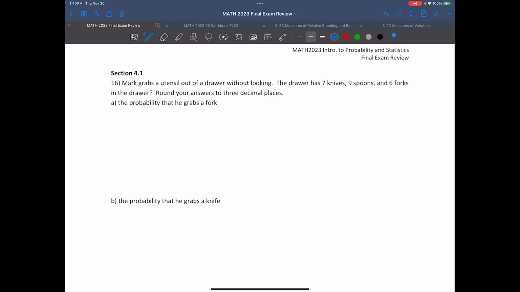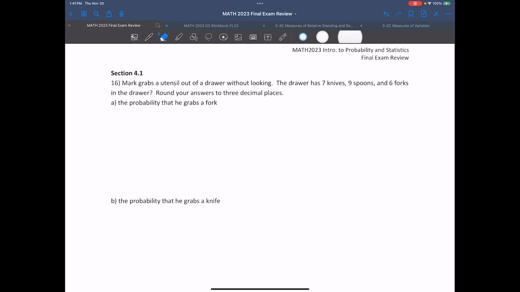And now we're moving on to chapter 4. In chapter 4, we learned about probability. So let's look at the problems we're going to encounter here. In number 16, Mark grabs a utensil out of the drawer without looking. The drawer has 7 knives, 9 spoons, and 6 forks. Mark is really living on the edge. A little typo there, that shouldn't have been a question mark. Round your answers to 3 decimal places. We want to figure out the probability that he grabs a fork.